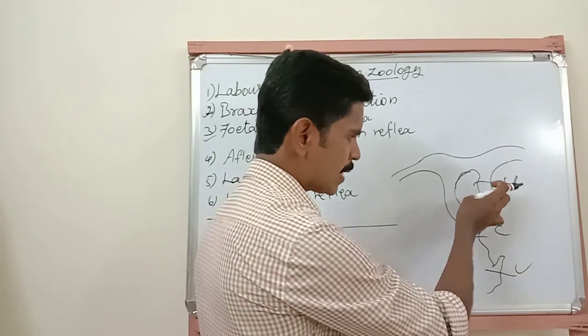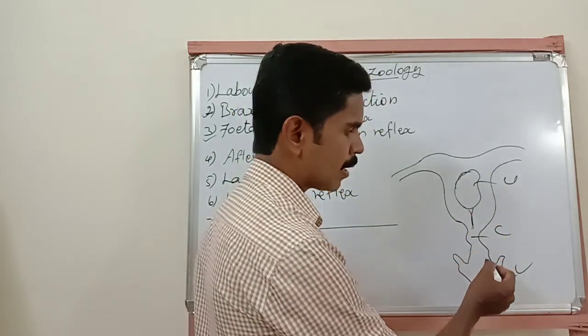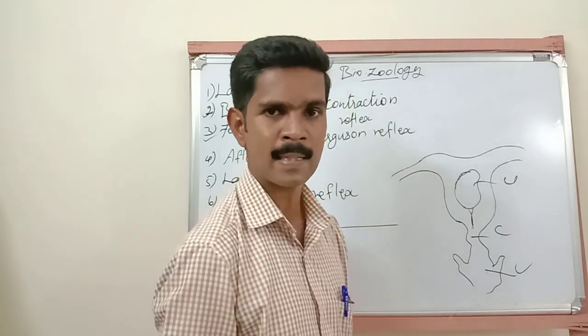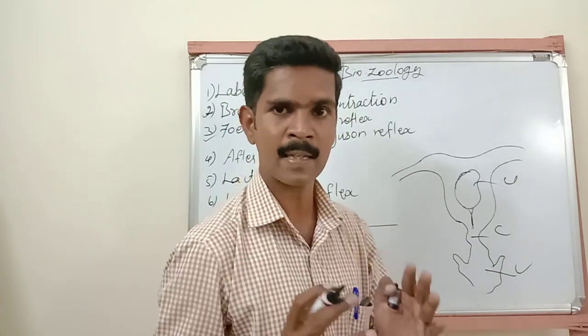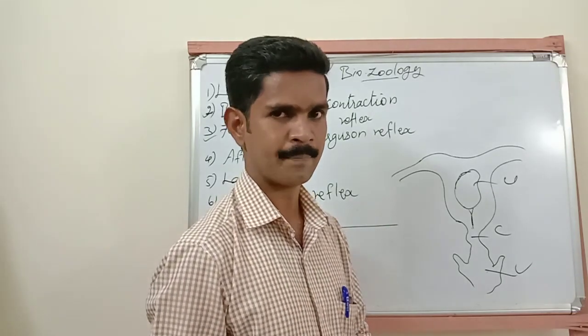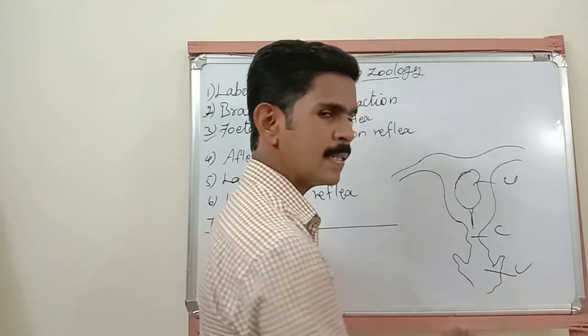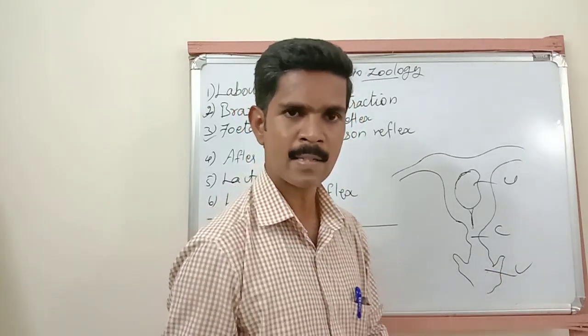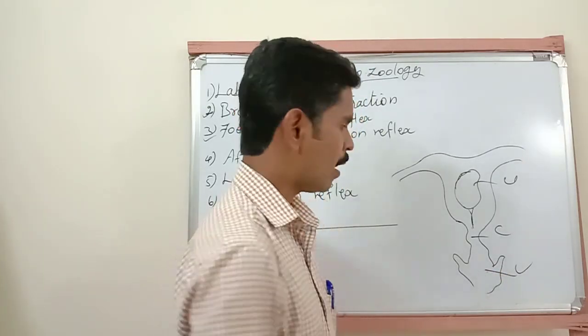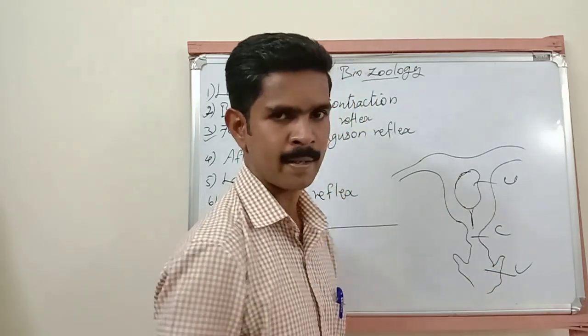When the fetus moves downward, automatically the cervix region and the vagina region increase in size. They are enlarged. Understand? When the cervix and the vagina are dilated or enlarged in size, automatically the baby or the fetus comes outside.